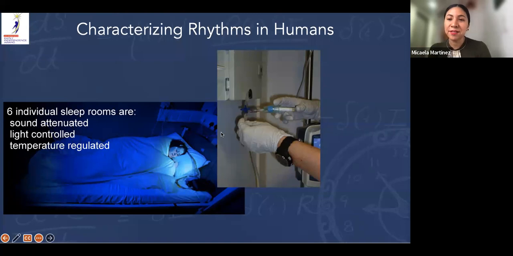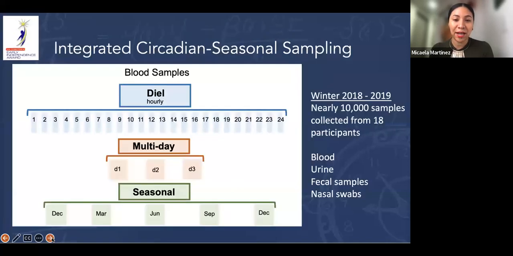And our nurses on the outside of the sleep room can draw blood without disturbing the participant, which means that we can actually get blood samples from people when they're active and also when they're asleep without disturbing them. And that allows us to get a look into what's happening in the human body, both during the night and during the day. So what we did is we're both looking at seasonality and circadian rhythms.